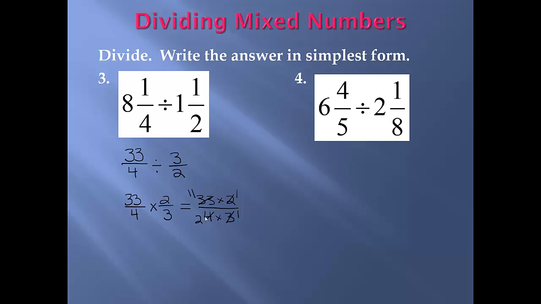Now we will multiply across. So 11 times 1 equals 11, and 2 times 1 equals 2. So we get 11 halves as our answer. We need to convert this into a mixed number. So we will do 11 divided by 2, and 2 goes into 11 5 times. 5 times 2 is 10. When we subtract, we get 1. So our mixed number would be 5 and 1/2.